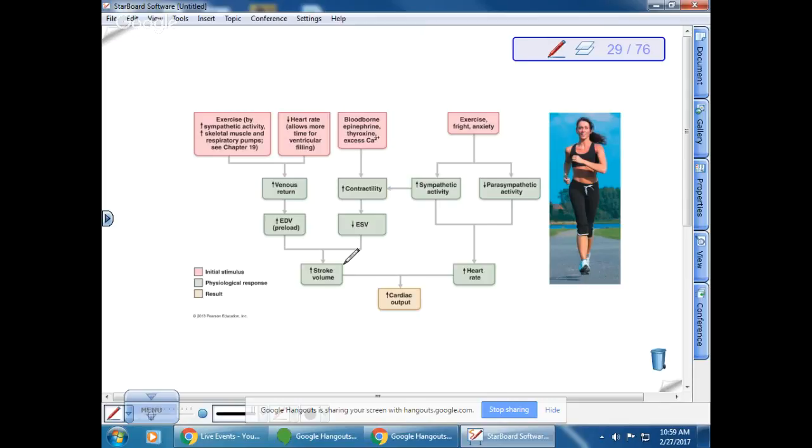And then sympathetic, if you have exercise or anxiety, your sympathetic activity is going to be higher than your parasympathetic, and that's going to increase your heart rate. So this just shows how the different variables affect the cardiac output.